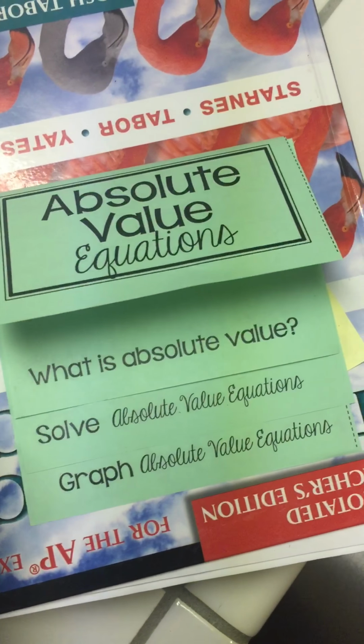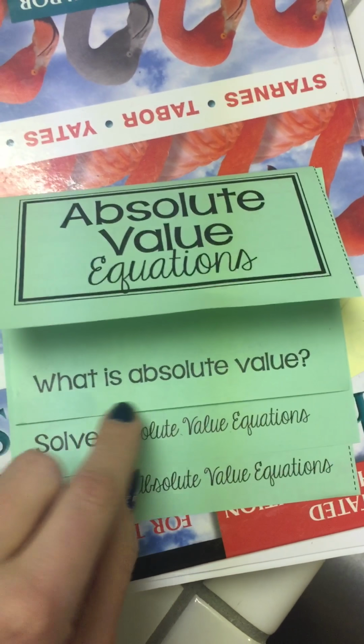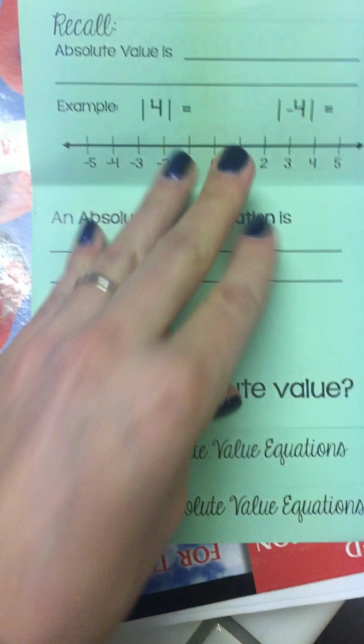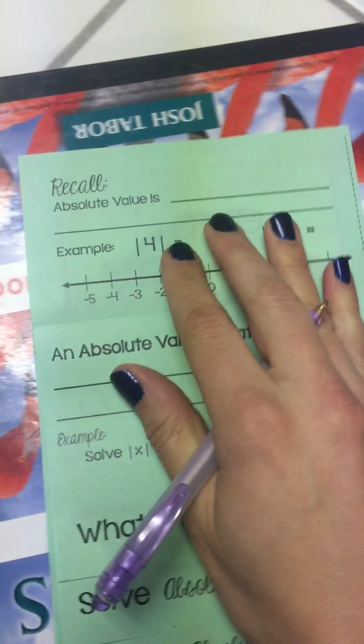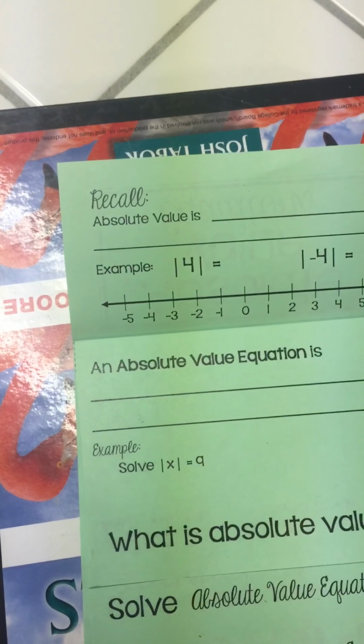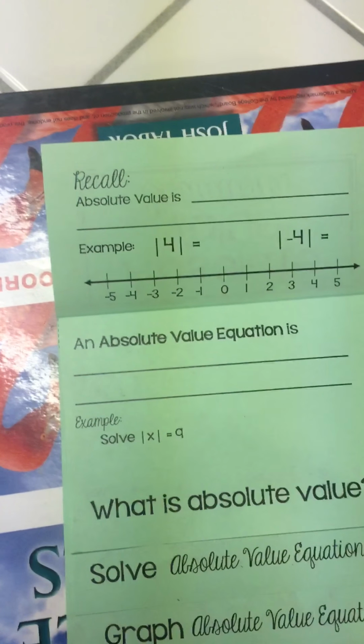All right, absolute value equations. So we're going to start with this first part. What is absolute value? So absolute value is the distance a number is away from zero on the number line.